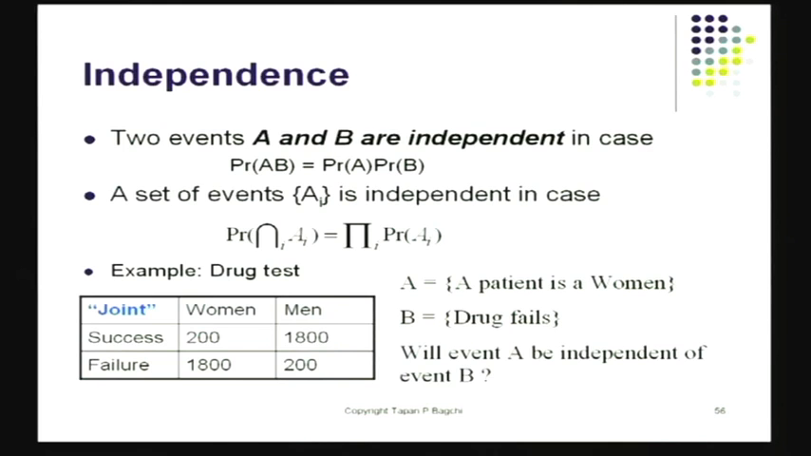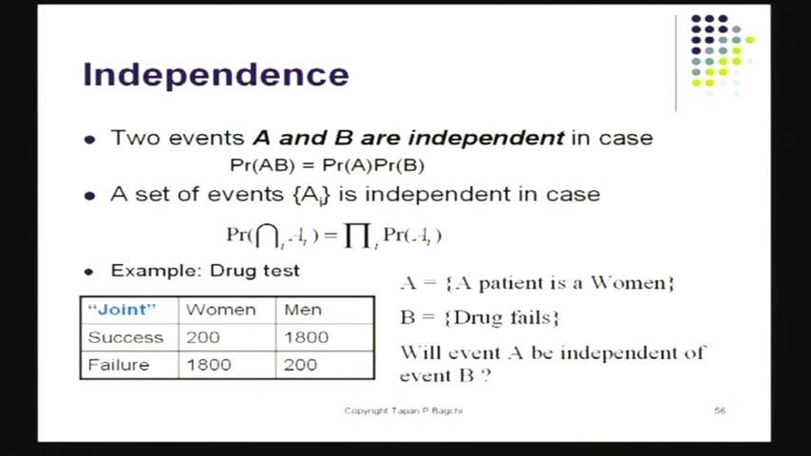So I have here a total of 200 plus 1800, that's 2000, and 1800 plus 200, that's again 2000. So 4000 people were given this drug. 200 women got cured. 1800 men got cured. 1800 women could not be cured, and 200 men could not be cured.